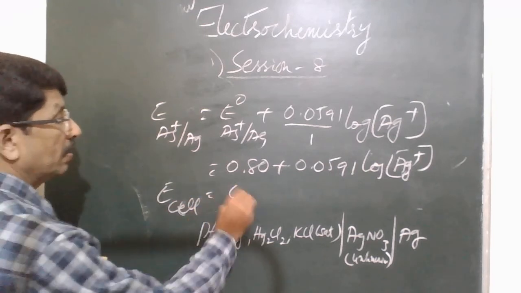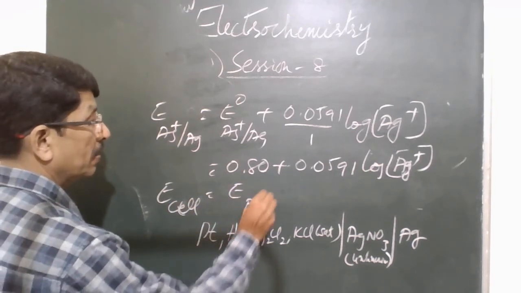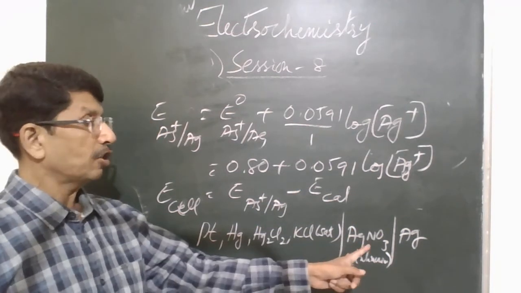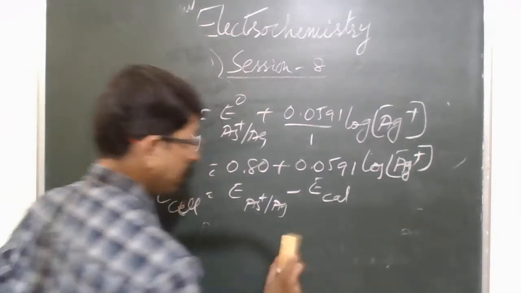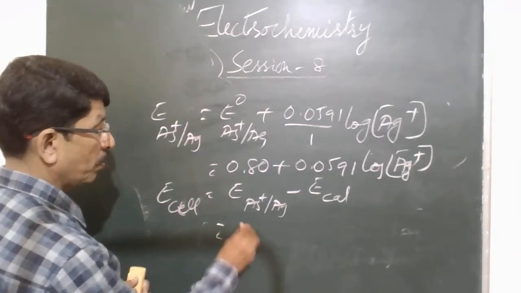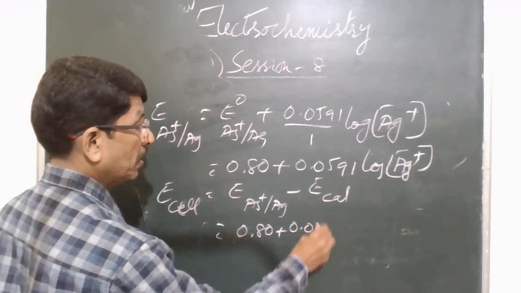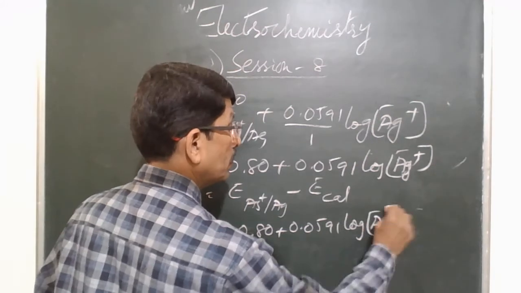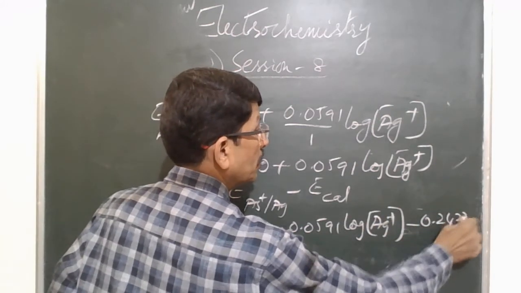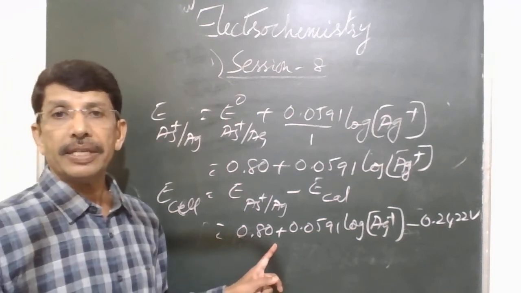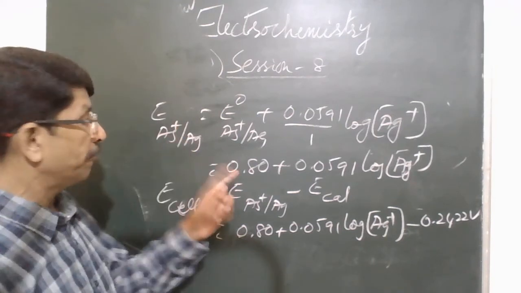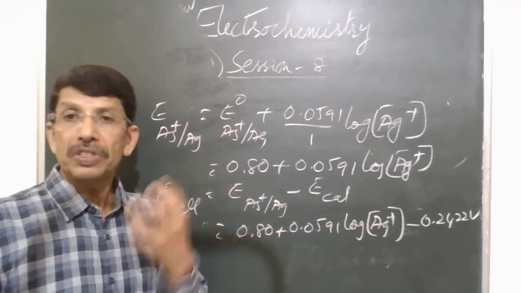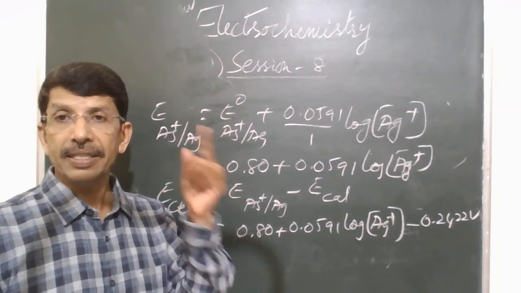For this cell, EMF is equal to E silver, that is cathode, minus E calomel, because the silver electrode is acting as cathode. Therefore, this is equal to 0.80 plus 0.0591 log Ag plus, minus 0.2422 volts. So this is the expression for EMF of the cell consisting of silver electrode and calomel electrode, which is used in the titration of silver nitrate against KCl.